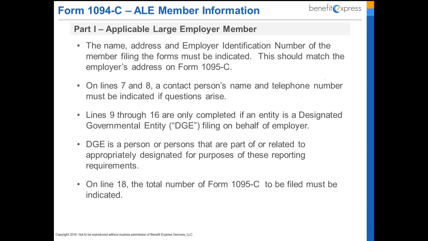Okay, the 1095-C, and again, the name and address and the employer identification number of the ALE member must be indicated. And again, if you have 3 divisions, each division has to file separately. Lines 7 and 8, the contact person, that's again who the IRS will contact if they have any questions. Lines 9 through 16, only if you're a designated governmental entity do you have to complete it. And line 18, the total number of 1095-Cs to be filed must be indicated.